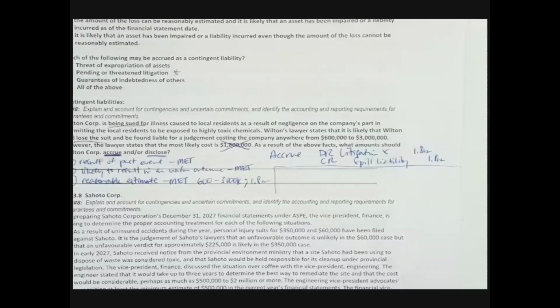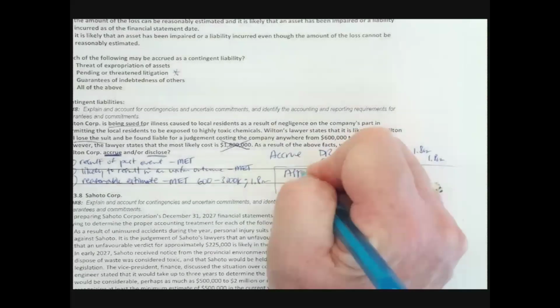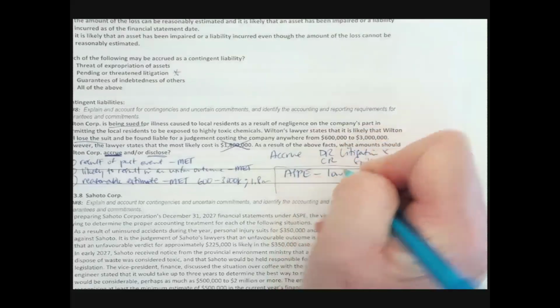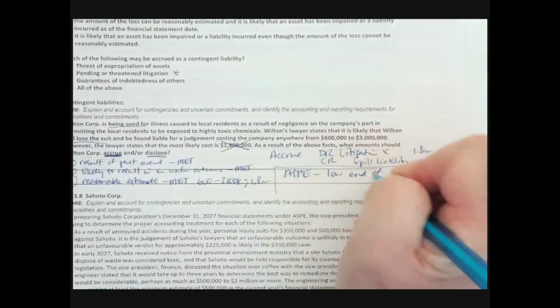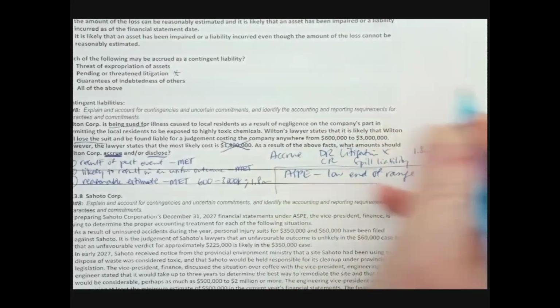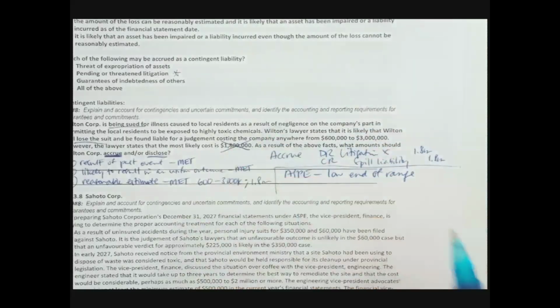Okay, between ASPE and IFRS, which one says use the low end and which one says use the average? Right, because ASPE's more Wild West. ASPE's going to go at the lowest end. They still require you to disclose the full range in the notes, but what you accrue is the low end.